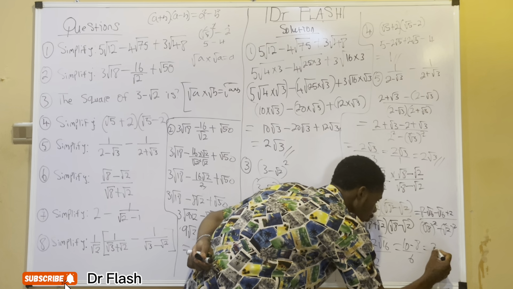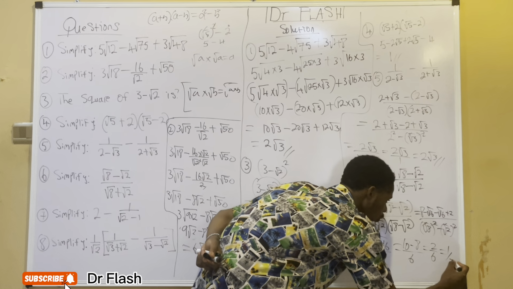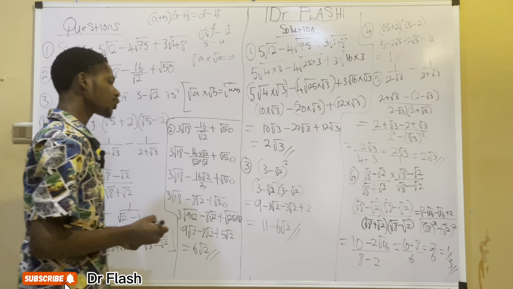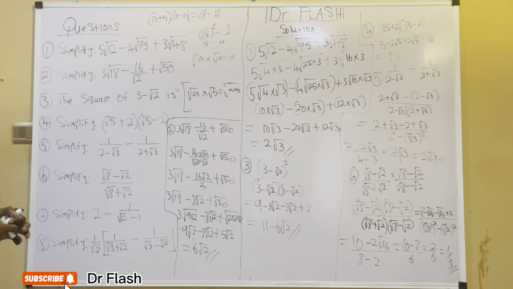So this is equal to 2 over 6, which simplifies to 1 over 3. Okay, so the answer to this question is 1 over 3. It might take time, but as far as you're on the right track, nothing is going to be wrong.